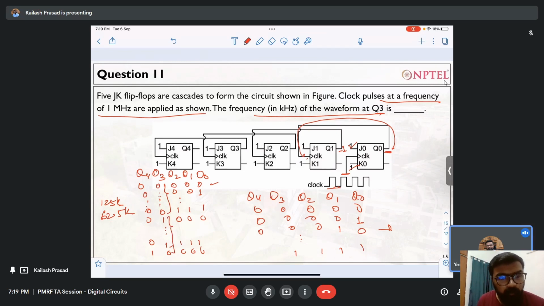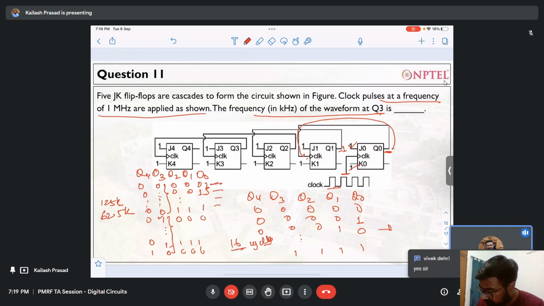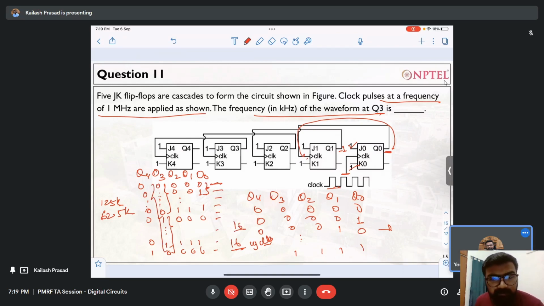So when it has completed one complete cycle, it has taken 16 clock cycles. At the 16th level, this has completed one cycle. Everybody agrees? Do you have any doubt?